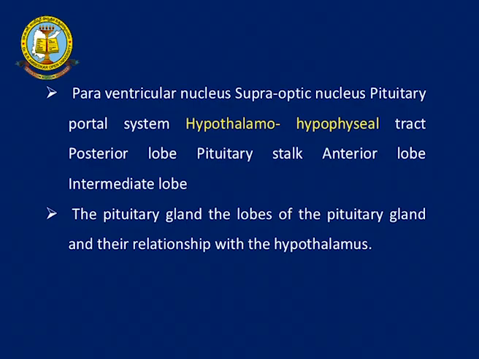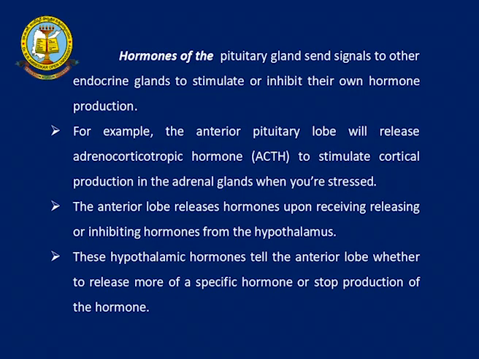The paraventricular nucleus, supraoptic nucleus, pituitary portal system, the hypothalamus, the hypophyseal tract, posterior lobe, pituitary stalk, anterior lobe, and intermediate lobe are there. This shows the relation between the pituitary gland and the hypothalamus. The hormones of the pituitary gland are mainly endocrine, acting as stimulators, inhibitors and activators in the human body.